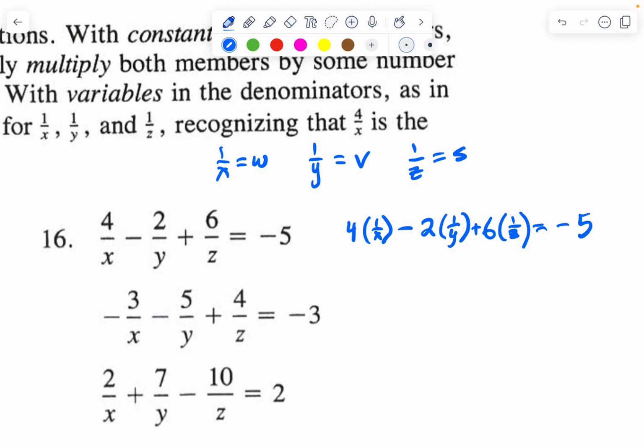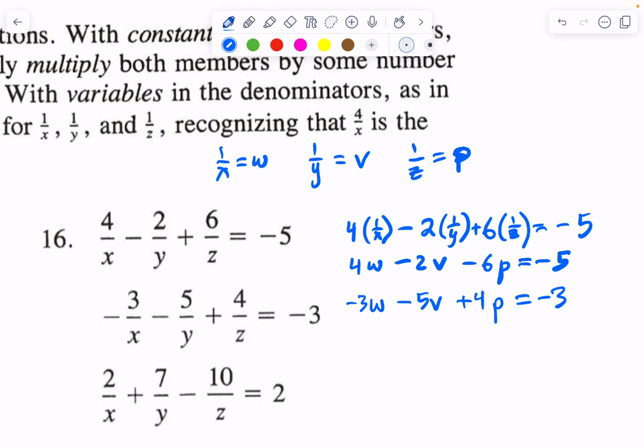Let's do p, okay? So then you could say, well, I'm really solving a system of equations where it's 4w minus 2v minus 6p equals negative 5. The next thing is negative 3w minus 5v plus 4p equals negative 3. 2w plus 7v, whoops, that's a v, minus 10p equals 2. So if we set it up like that, we just have a normal old system of equations.